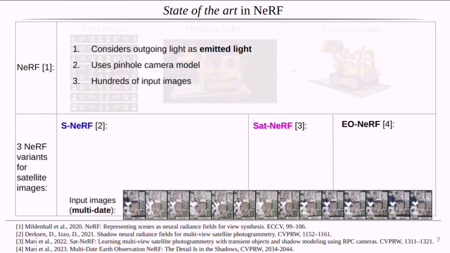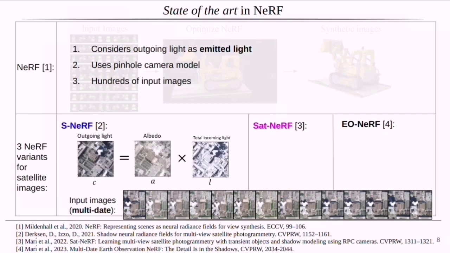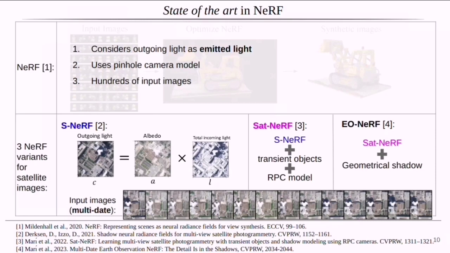They all bypassed the problem of sparse input images by using multi-date images. S-NeRF improved NeRF by decomposing the outgoing light into albedo and incoming light. SAT-NeRF improves S-NeRF by integrating transient objects such as cars and using RPC models instead of the pinhole model. EO-NeRF was published this year, and it used the geometrical shadow to replace the shadow predicted by the network in SAT-NeRF.